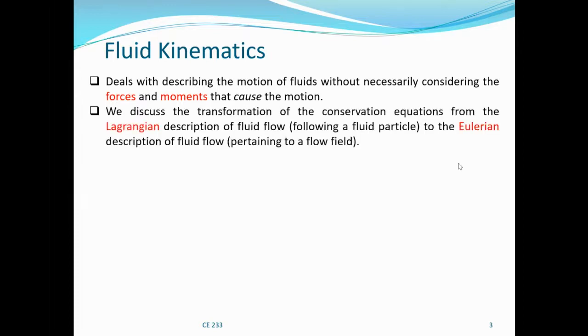So we'll discuss the transformation of the conservation equations from the Lagrangian description of fluid flow to the Eulerian description of fluid flow. The Lagrangian description entails following an individual fluid particle and tracing its movement in space and time, by finding its velocity at any instant of time and at any point in space for individual particles in the flowing fluid.